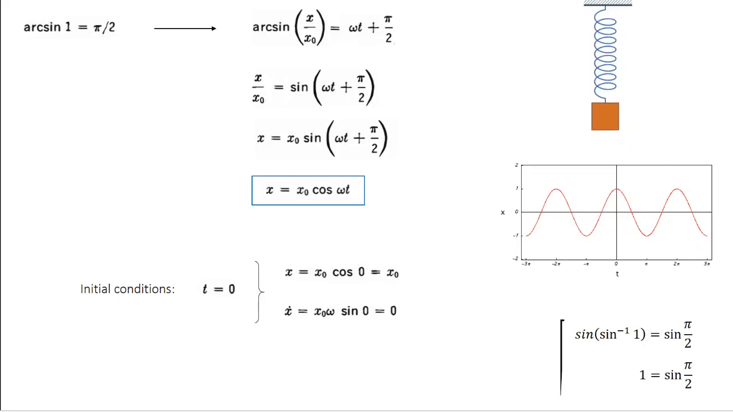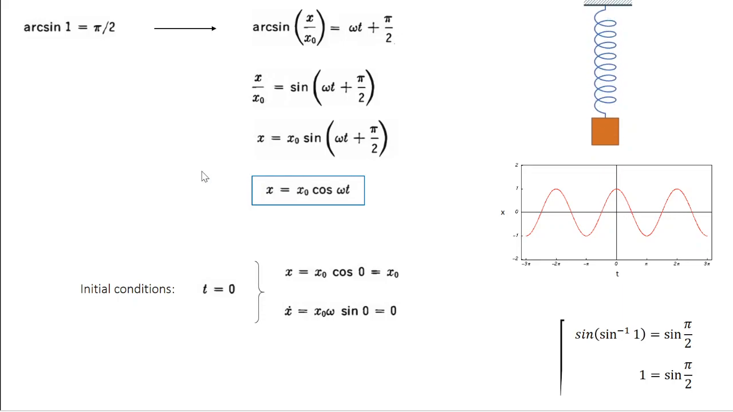Now the same case, if the conditions are slightly different, you may get solution as x equal to some constant into sine omega t. So basically sine and cosine both are sinusoidal functions, and typically the most general solution is x equal to a sine omega t plus b cos omega t.